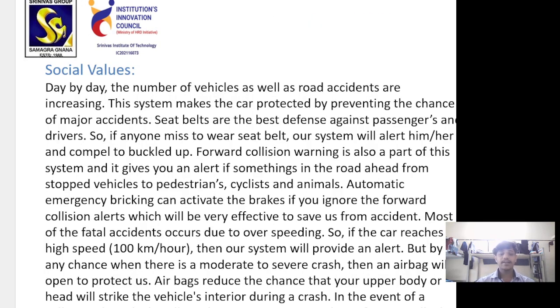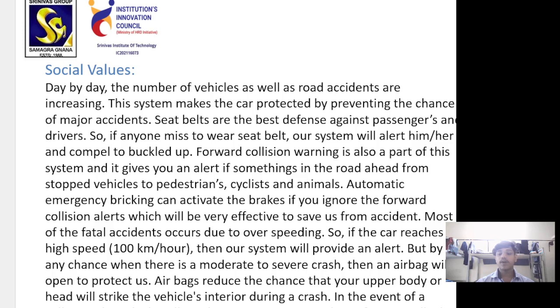As you know, day by day the number of vehicles as well as road accidents are increasing. These systems make the car protected by preventing the chance of major accidents. Seat belts are the best defense for passengers and drivers. So, if anyone misses wearing a seat belt, our system will alert him or her and compel them to buckle up.